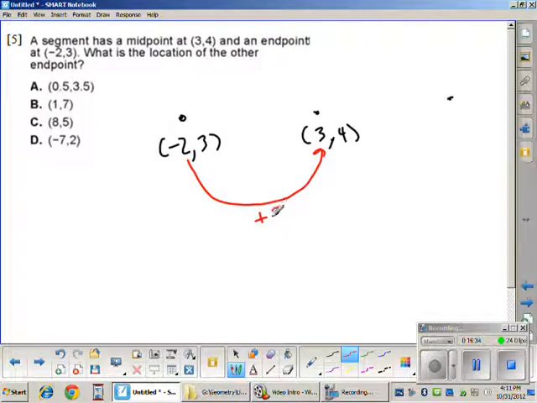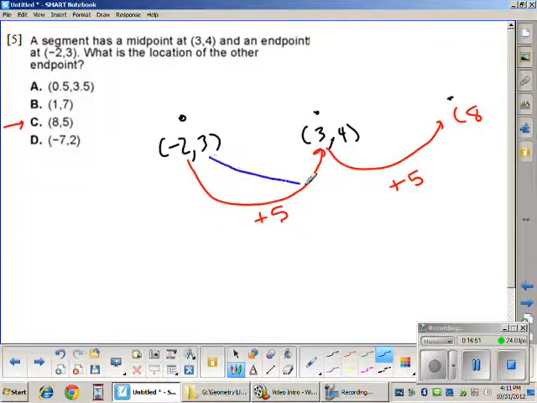But let's confirm this by doing the same kind of logical thinking about our y values. So 3 to 4 is going to be a distance of +1, so my next jump should be the same. So that should be 5. And again, C was kind of confirmed to be the answer because it's the only one with 8 for an x coordinate. But there you have it. That's going to be 5.